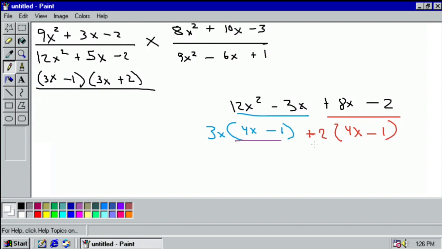Now we can take these parentheses and combine them as one: 4x minus 1. And the other one, which is 3x and positive 2 outside the parentheses, will be in a different one. So let's just copy that.